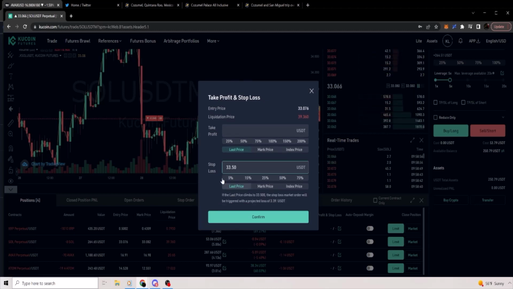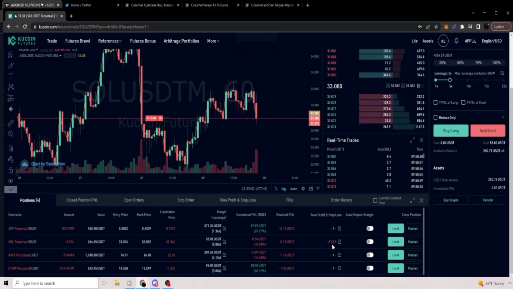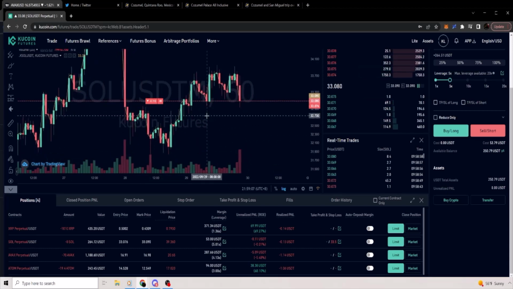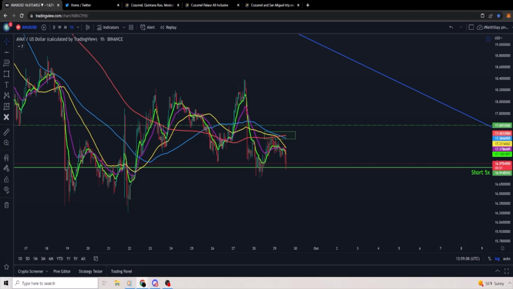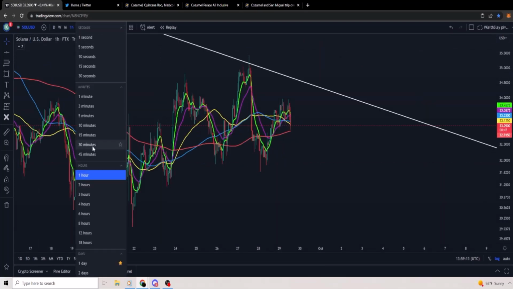And that would be our stop loss price, and we hit confirm. Order submitted. Our stop is set for 33.50. Now take profit. Where do we want to stop here? So let's jump over to our chart real quick and have a look at it. And we'll go down to 15 minute.